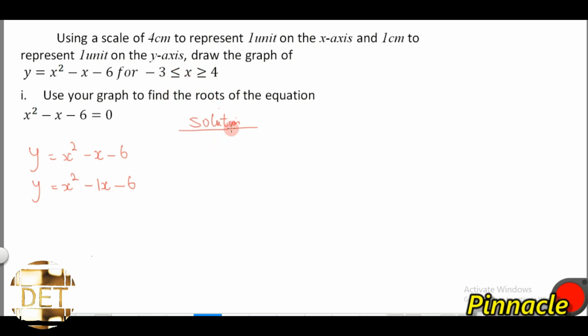So from what we are given here, the value of x ranges from minus 3 to plus 4. So x can be minus 3, x can be minus 2, x minus 1, x can be 0, x can be 1, 2, 3, 4. So the value of x ranges from minus 3 to where? To 4, to plus 4. So I'll come here and draw a line here to separate them.